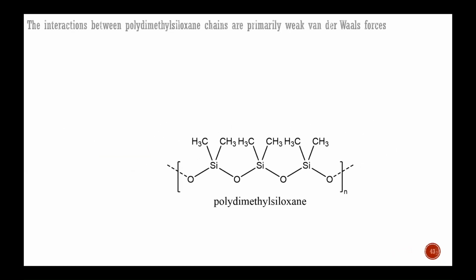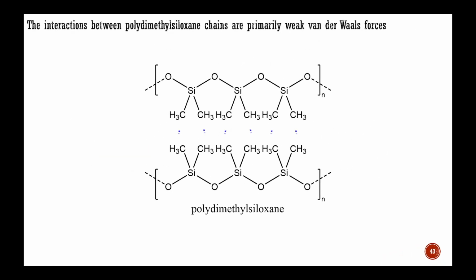Even though the silicon-oxygen bonds in polydimethylsiloxane are polarized, the methyl groups prevent the polymer chains from getting close enough for effective dipole-dipole interactions. Instead, the interactions between polydimethylsiloxane chains are primarily weak van der Waals forces between the methyl groups, allowing the chains to move easily relative to each other.